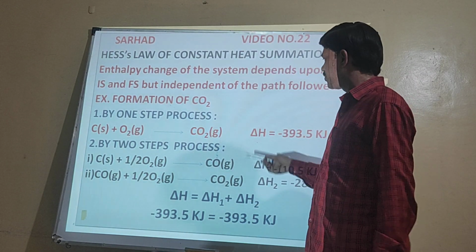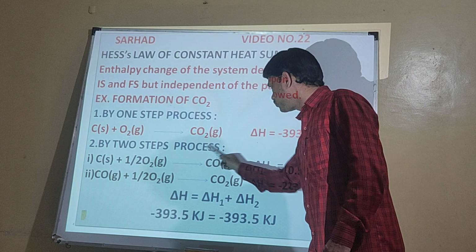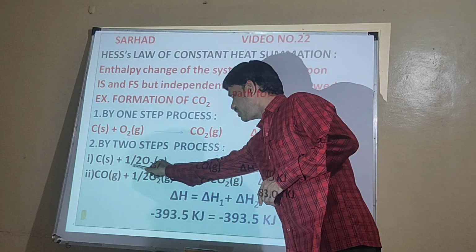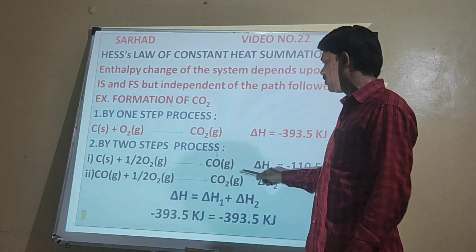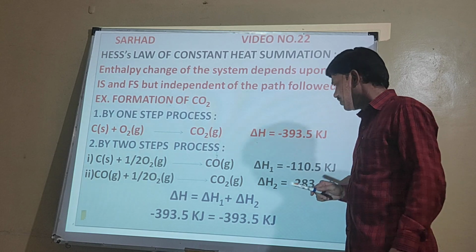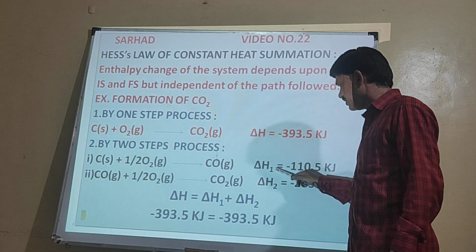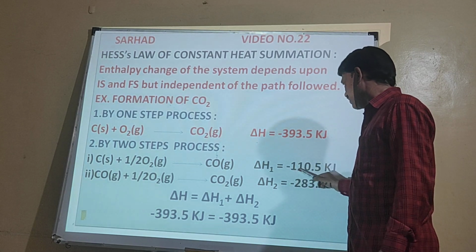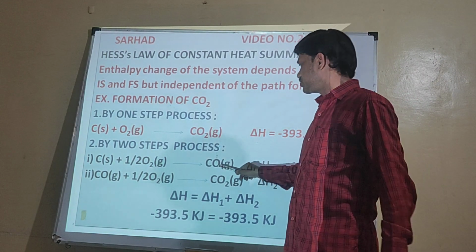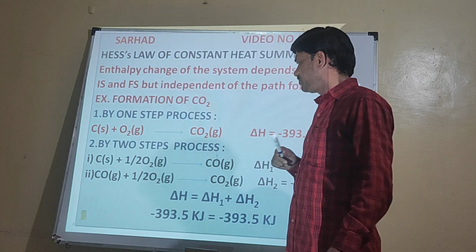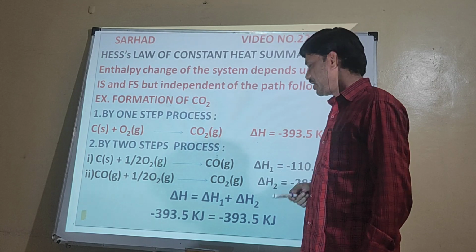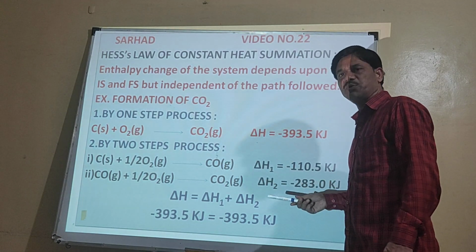What is another way to obtain CO2? That is by using a two step process. What is the first one? Solid carbon in a limited supply of oxygen first of all forms which one? Carbon monoxide in gaseous state. And as it is the first step, we can denote this enthalpy change by del H1. This is minus 110.5 kilojoule. What about the second one? This carbon monoxide obtained in the first step again reacts with half O2 to give rise to CO2 gas. So as it is the second step, what can we write here?